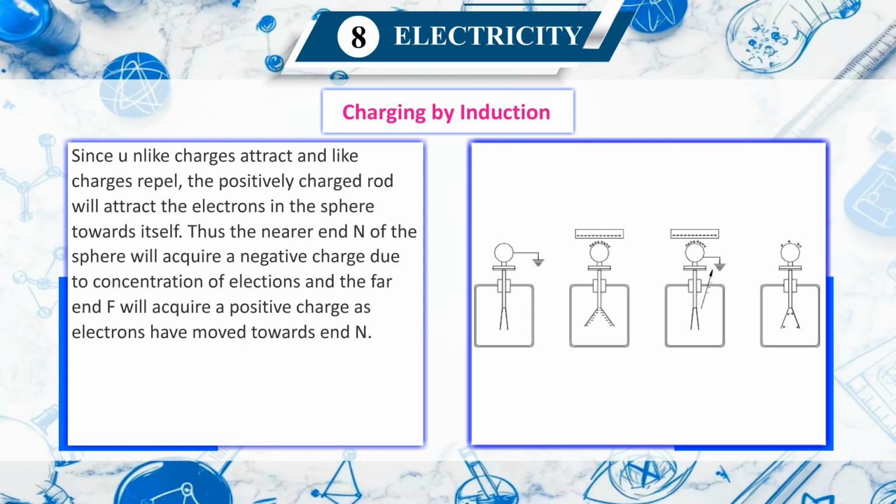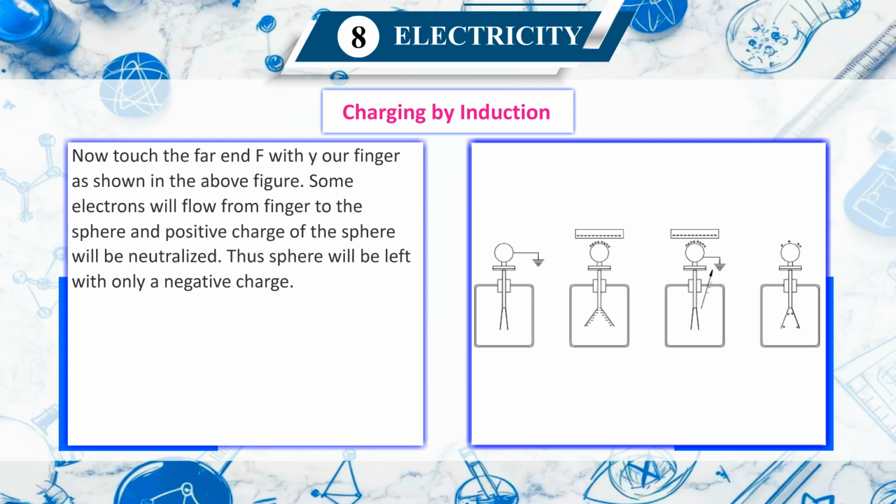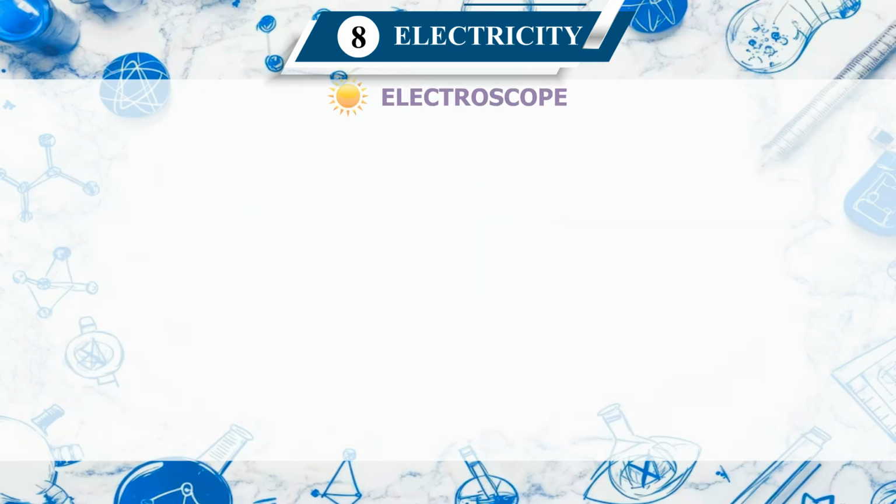Since unlike charges attract and like charges repel, the positively charged rod will attract the electrons in the sphere towards itself. Thus, the nearer end N of the sphere will acquire a negative charge due to concentration of electrons, and the far end F will acquire a positive charge as electrons have moved towards N. Now touch the far end F with your finger as shown in the figure. Some electrons will flow from the finger to the sphere and the positive charge of the sphere will be neutralized. Thus, the sphere will be left with only a negative charge.